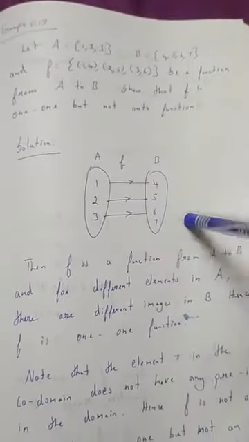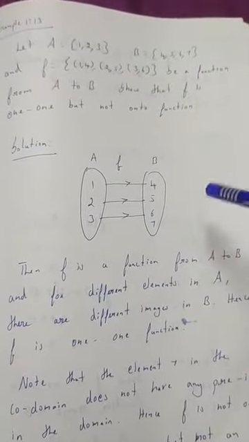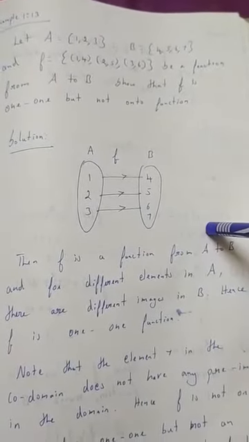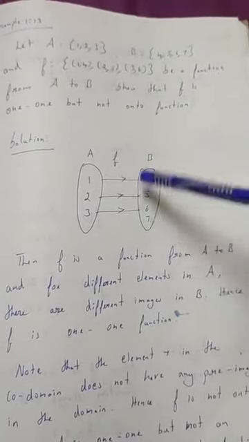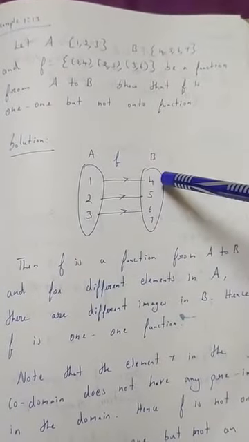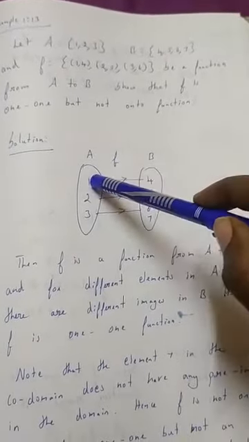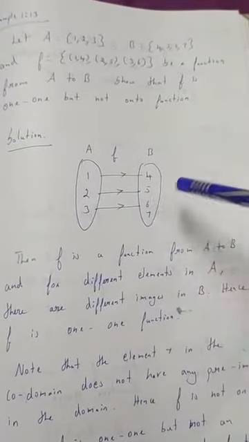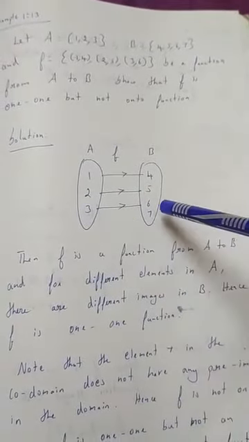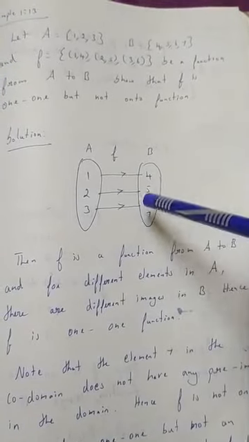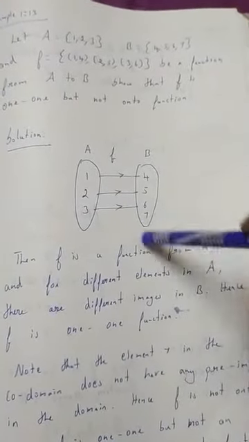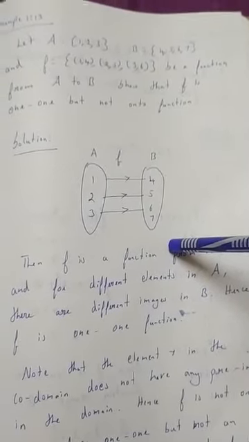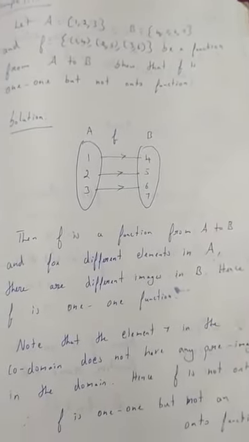But not onto function. What is the definition for onto function? Onto function is nothing but all the elements in the codomain, that is B, must have pre-image in A. If you check, 4 has pre-image, that is 1. 5 has pre-image 2. 6 has pre-image 3. But what about 7? 7 doesn't have any pre-image in A, which means this is not an onto function. That's all.